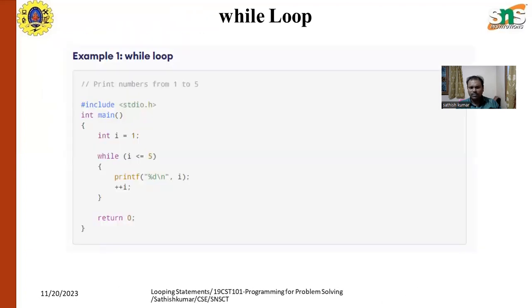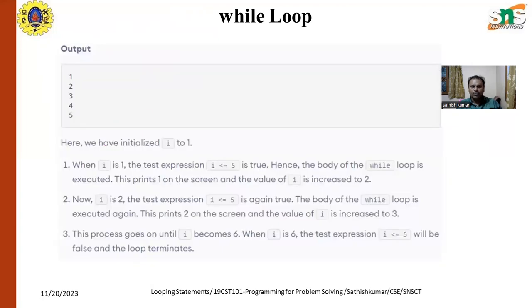This is an example for printing 5 numbers, from 1 to 5. We initialize the variable: int i = 1. Then while the condition i less than or equal to 5 is true, printf prints i. Then the increment happens. After the increment, it moves back to the condition and checks it again. So this is the output.